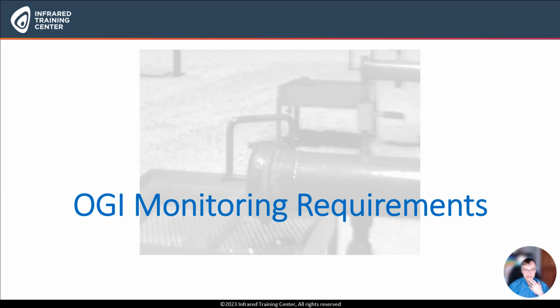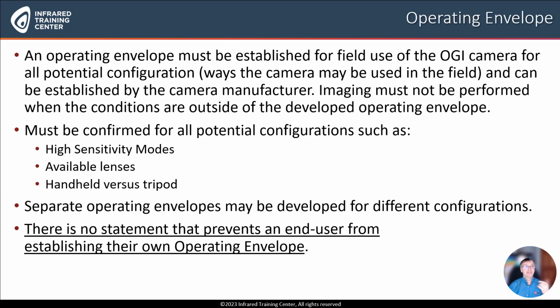Now, the monitoring requirements, the inspection that you have to do. Okay. The EPA is requiring an operating envelope. It's got to be established for field use of the OGI camera for all potential configurations, okay? And it can be established by the camera manufacturer. And they can say, as we'll see here, the camera operates in such and such conditions under such and such a wind speed.